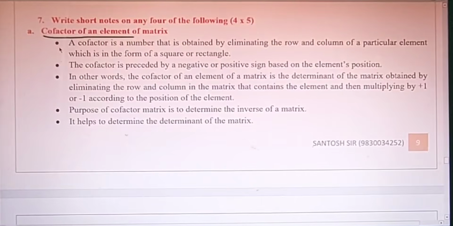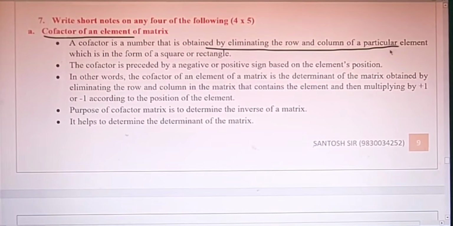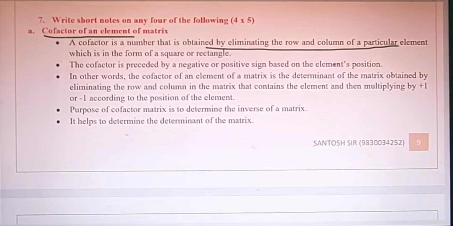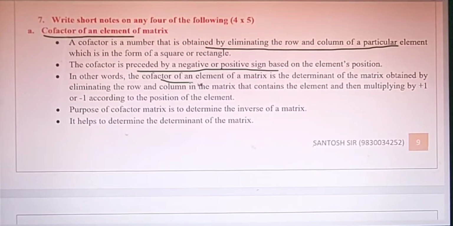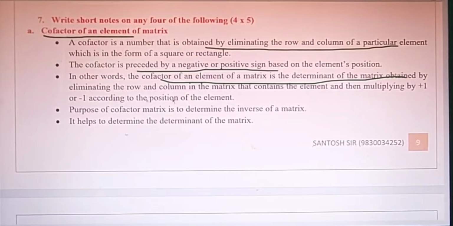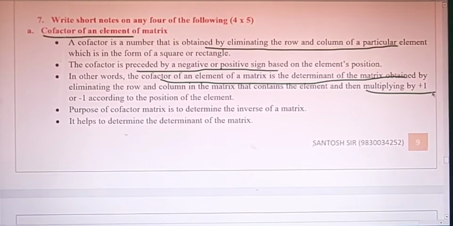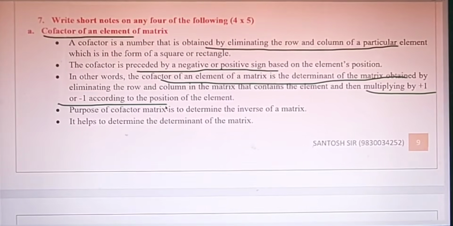And cofactor, basically, is a number that is obtained by eliminating the rows and columns of a particular determinant or matrix, and it is preceded by a negative or positive sign. In other words, cofactor of an element of a matrix is the determinant of the matrix obtained by eliminating this, and then multiplied with +1 or -1 according to the position of the element.